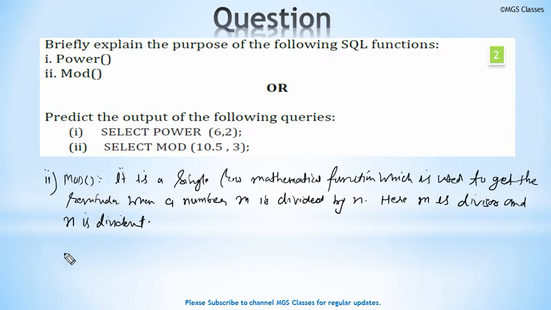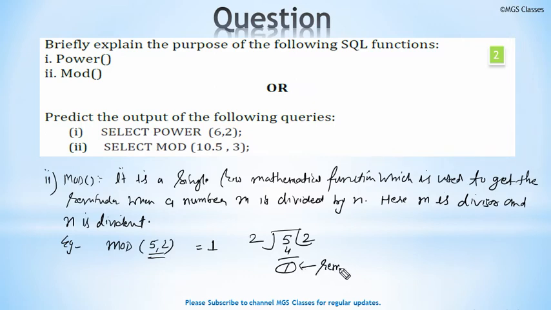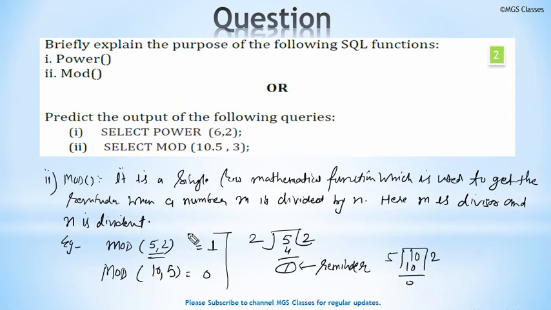Okay, so for example, MOD of 5 comma 2 will be 1. How? If you divide 5 by 2, then you will get the remainder: 2 twos are 4, 1 is left over. This is called the remainder. Okay, so we are getting the remainder as 1. For example, MOD of 10 comma 5 will be 0, because if we divide 10 by 5, then 5 twos are 10, and the remainder will be 0. So that way you can give the example.